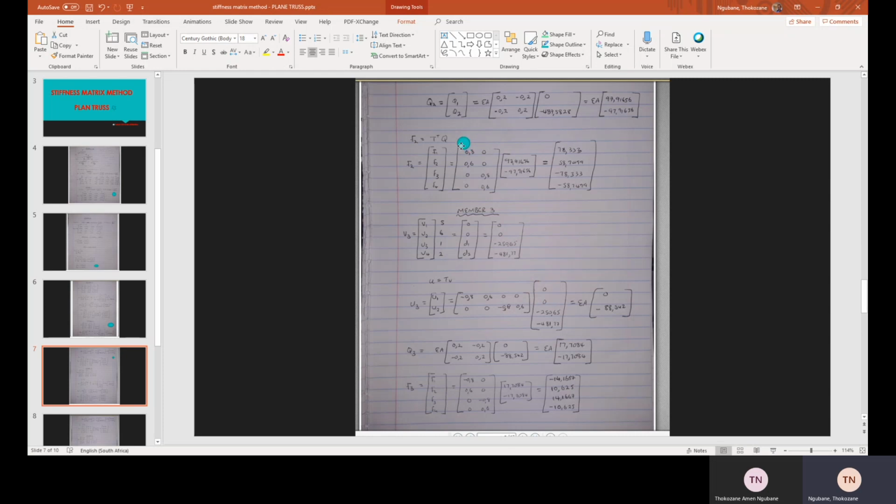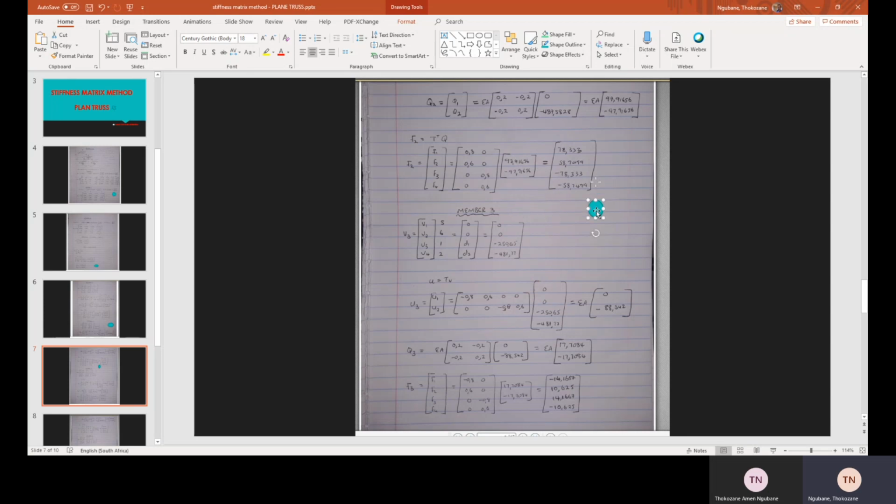Okay, let's continue to our F2 for member 2. Then it's inverse T times Q. We put our values for T as we calculated on the first step, times Q. This is the Q we calculated here. We put that Q here, and then we multiply those matrices. We get our values here.